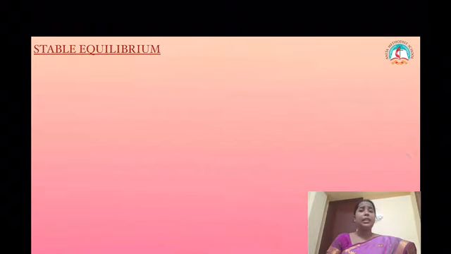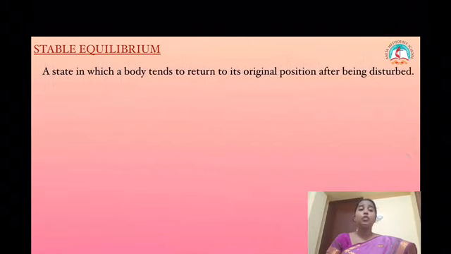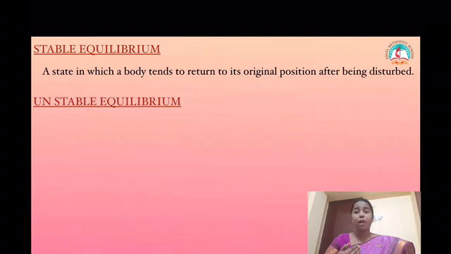What is stable equilibrium? If a body tends to return to its original position after being disturbed. If an object is disturbed lightly and it comes again to its original position, we call that a stable equilibrium. An example of stable equilibrium is the Tanjavur doll.